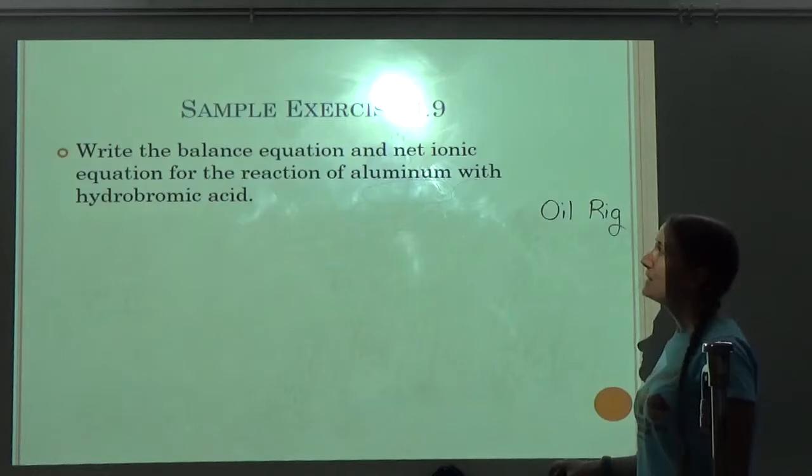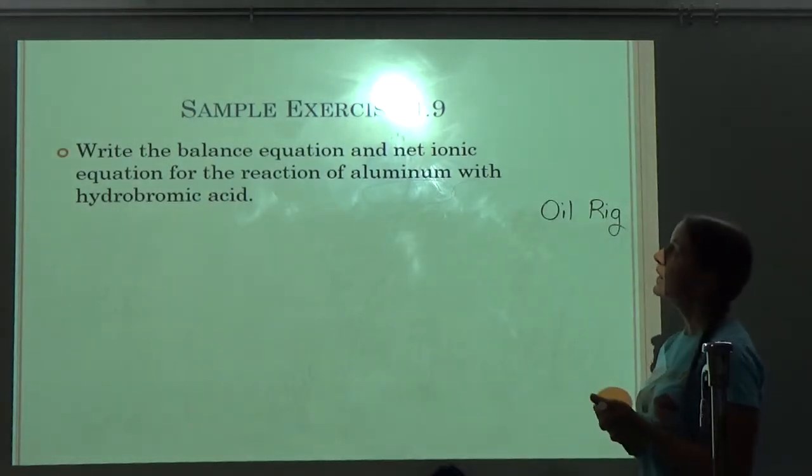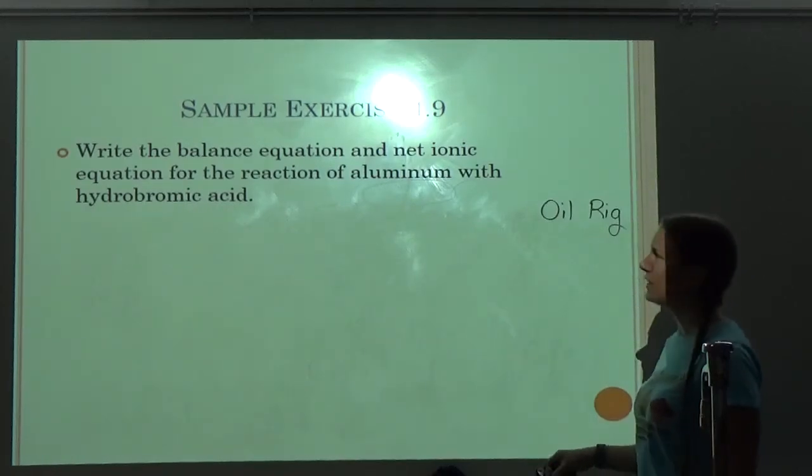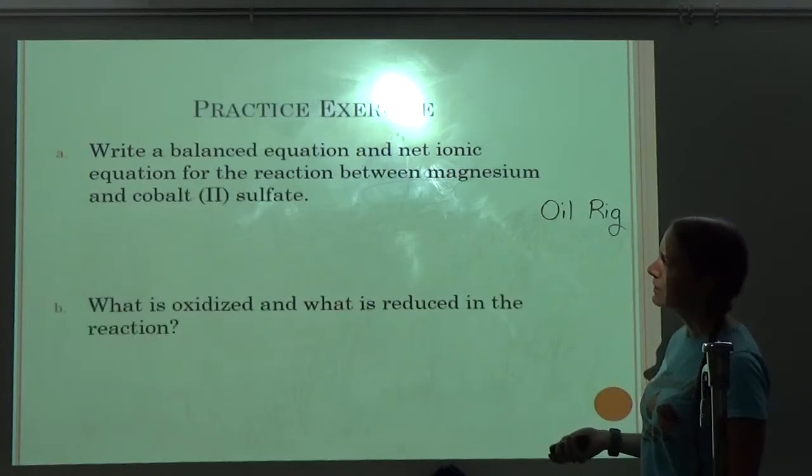All right, so let's look at one together. So it says, write the balanced equation and net ionic equation for the reaction of aluminum with hydrobromic acid. Hang on, let me see if there's a part 2 to this, or should I erase it when I'm done?